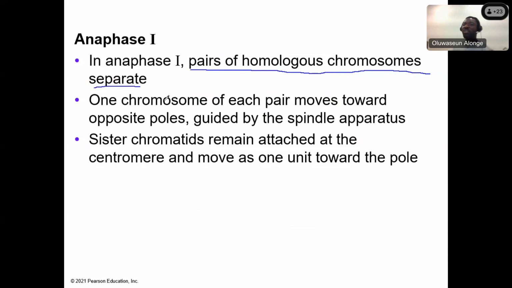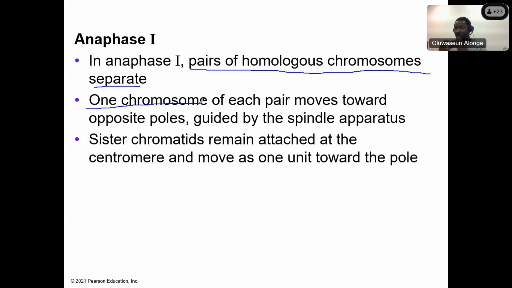Because homologous chromosome means there are 2 chromosomes. So what's going to happen now? One set from each pair will go to each side, opposite side, just like what you see happen in mitosis. But now we are not talking about chromatid, because now we have double. So it's homologous chromosome, then it's chromosomes separating now.